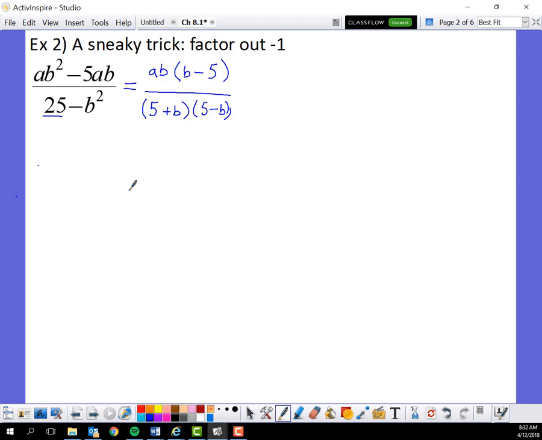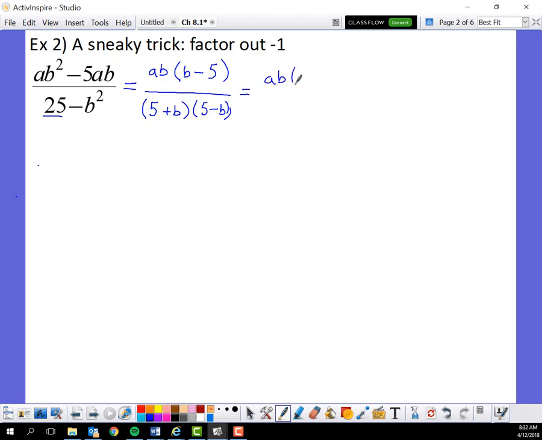Now we step back and look for any terms on the top and the bottom that can cancel each other out. I don't necessarily see one explicitly that can cancel, but this one looks really close: B minus 5 and 5 minus B. So that's why I gave you that trick. We can actually factor out a negative 1 to get those factors to be the same. Let me show you what I mean.